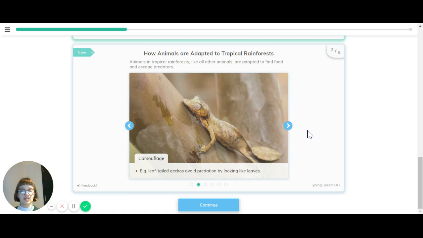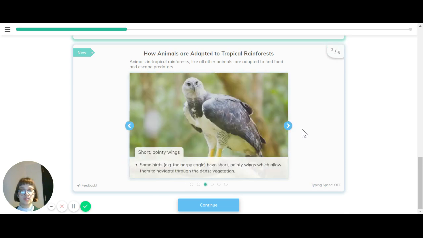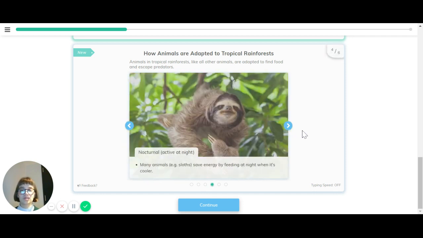It's camouflage. So, for example, leaf-tailed geckos avoid predation by looking like leaves. Also, sharp, pointy wings. Some birds, like the harpy eagle, have sharp, pointy wings which allow them to navigate through the dense vegetation. Some are nocturnal, which means that they're active at night. So many animals, like sloths, save energy by feeding at night when it's cooler.